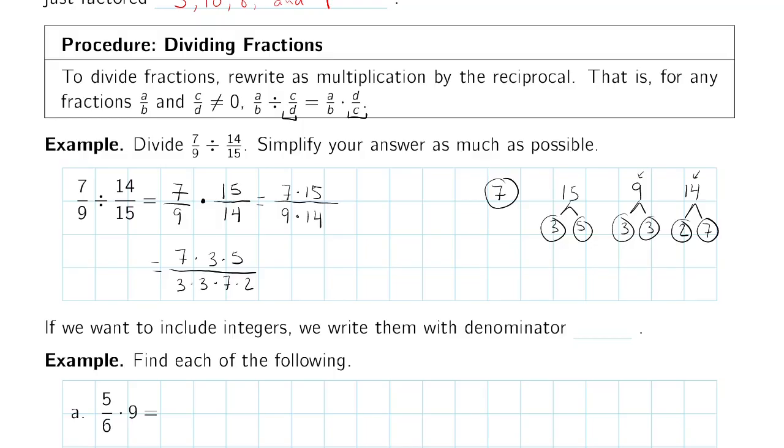Canceling now, we'll cancel a pair of 7s. We'll cancel a pair of 3s. What's left is 5 over 3 times 2, or 5 over 6. Notice how we didn't have to actually find out what 7 times 15 or 9 times 14 were, because all we really cared about were their factors.